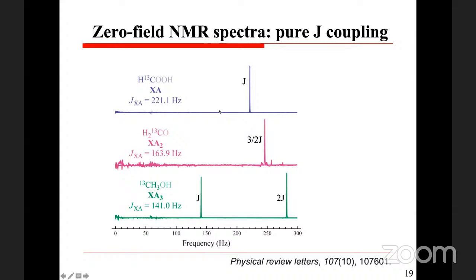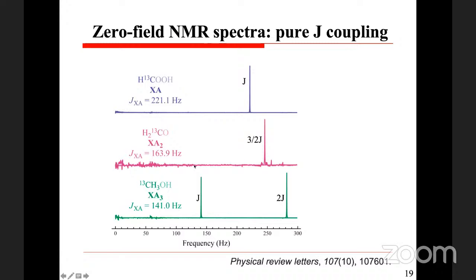Here are some examples. We can simply measure the J coupling between carbon and the proton spins. For example, the first sample is formic acid. The carbon 13 coupled to the proton in zero field gives only one peak at exactly the J coupling. So from this peak, we can simply obtain the J coupling strength. And for other samples, we can also simply obtain that.